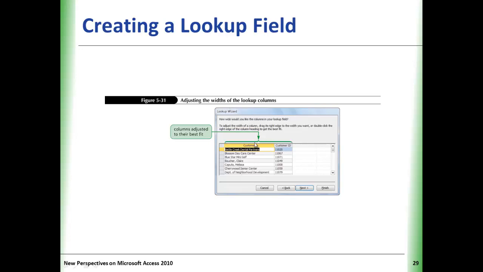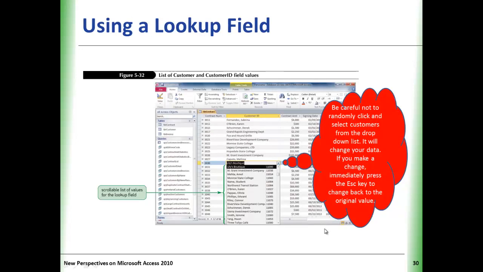Within the lookup wizard, at this point, if I wanted to change the order of the fields, I could actually drag and drop these fields to different positions. Be careful when you're testing your lookup field or when you're simply working in your table. If you are testing the lookup field and you randomly select someone off this list, you have just changed the contracts so that they now belong to a new customer, or I should say a different customer. If you think that you've done that, press your escape key. Press it immediately and it will change your data back to the original values.